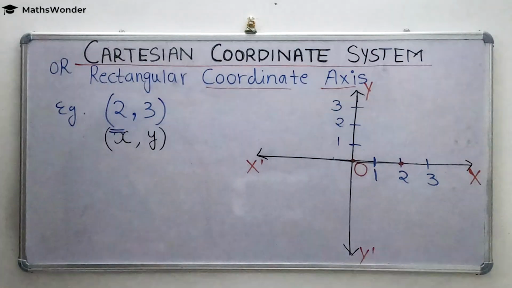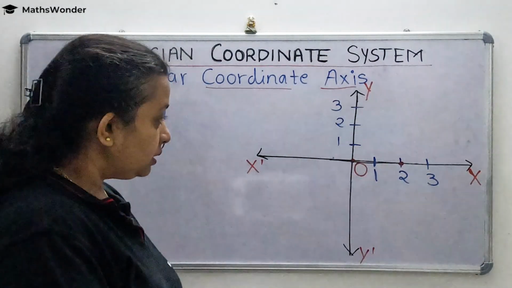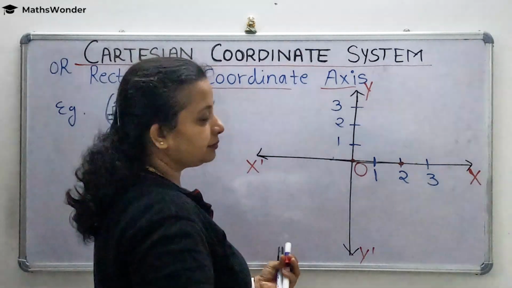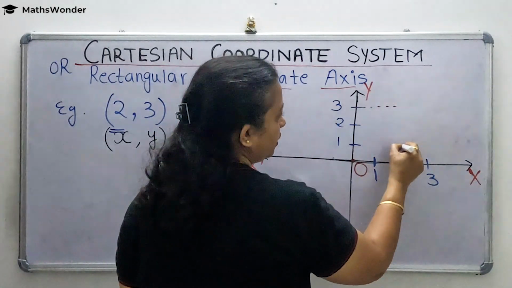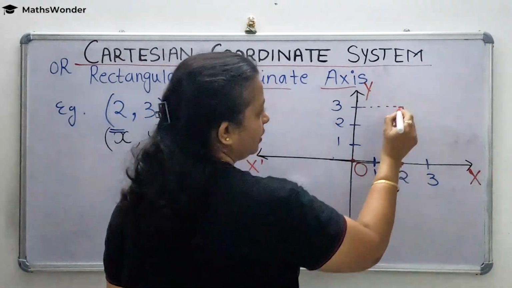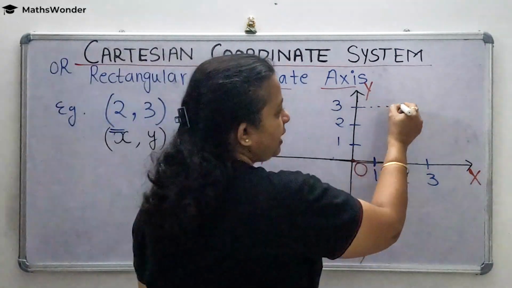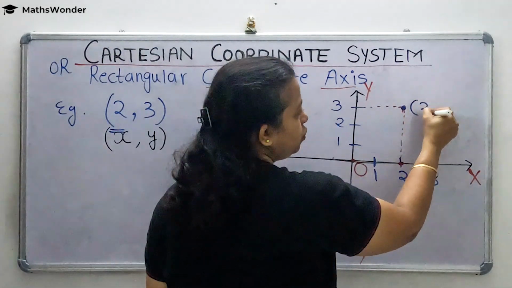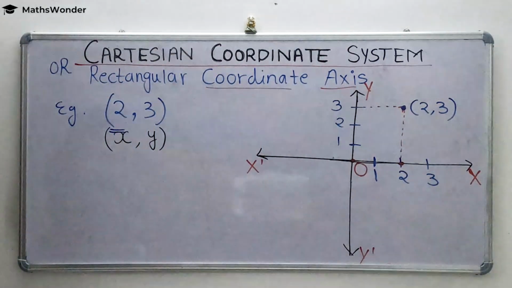I'm not measuring here, but when you do the same thing in your notebook, please use the graph book, or if you're not using the graph book, you can use a ruler. Now join. Can I use this? Yeah. So the horizontal line crosses the y-axis at 3. At this point you will write (2, 3), because 2 is on the x-axis, 3 is on the y-axis.